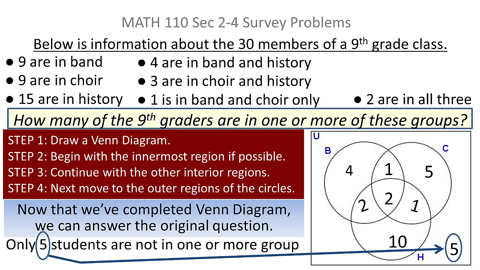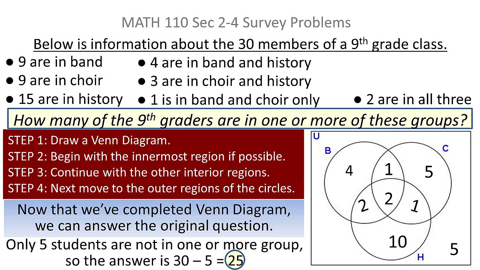Well, if you have 30 and 5 aren't in any of those groups, that means that if you take 30 minus 5, those other 25 students are in one or more of these groups. In other words, they're inside of one or more of the circles. Of the 30 students, the only ones that aren't in any circle at all are those 5. So 25 are. So the answer to the question, there are 25 9th graders that are in one or more of these groups. So keep practicing with these. Venn diagrams are a very powerful way of dealing with problems like this.